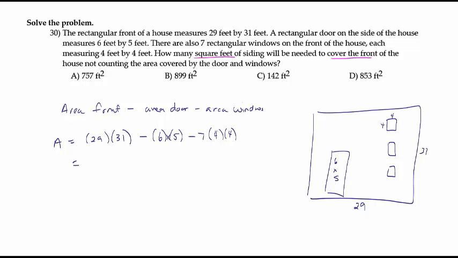So I get 29 times 31, I get 899. Minus 30, and then let's see, that's 16 times 7, minus 112. Okay. So 899, I'm going to take these two together first, so minus 142, and so we're going to end up with 757. And then our measurements were all in terms of feet, so this is going to be square feet.